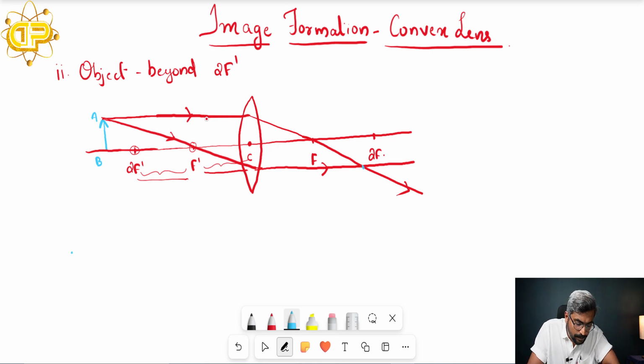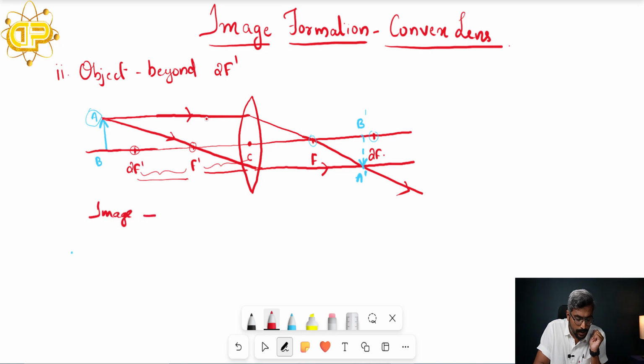And if I'm just drawing the point here, you can see this point falls between F and 2F. As it is coming from the point A, this point will be A dash, and this point I'm just writing as B dash. You can see this happens here. So what is the position of the image? The position of the image will be between F and 2F.